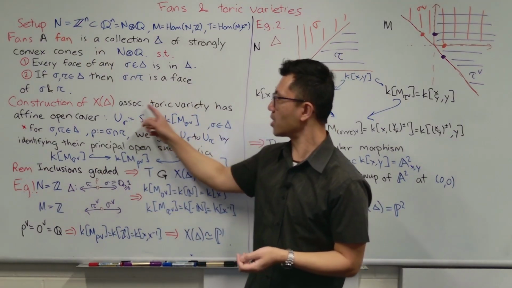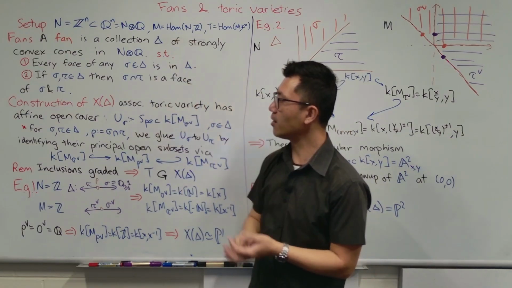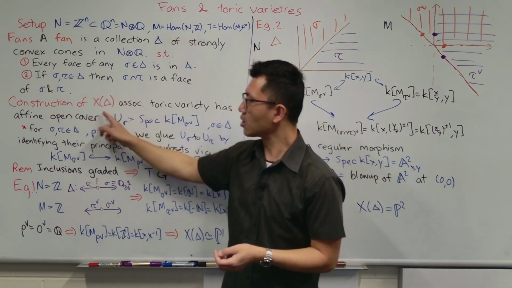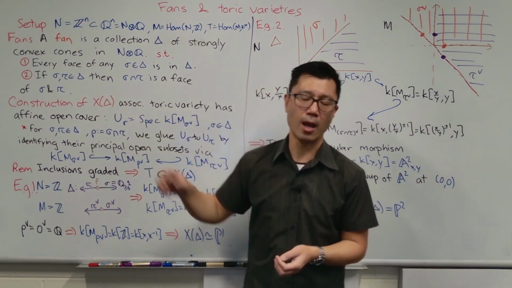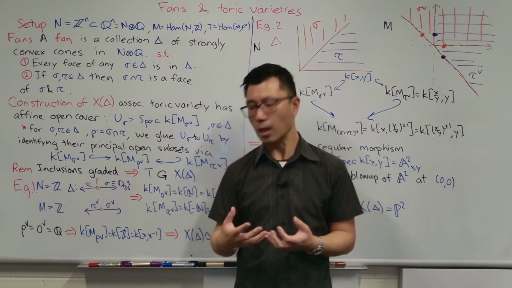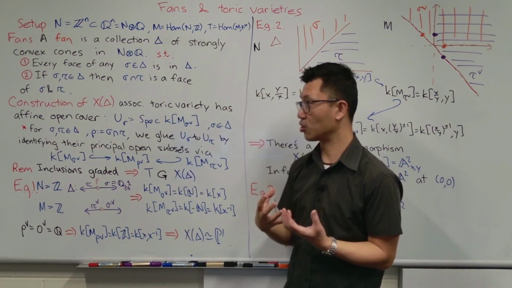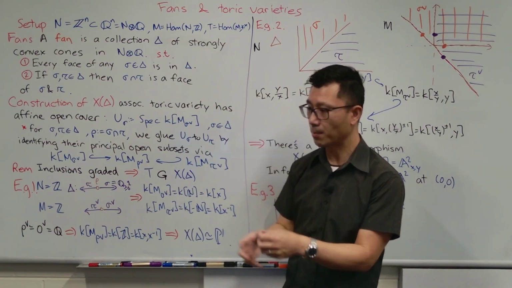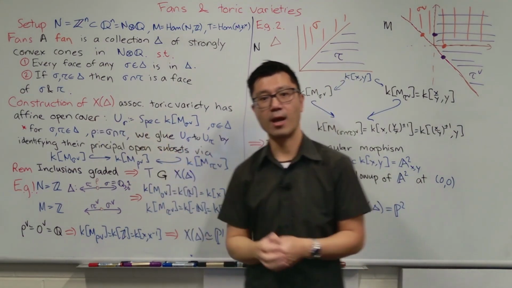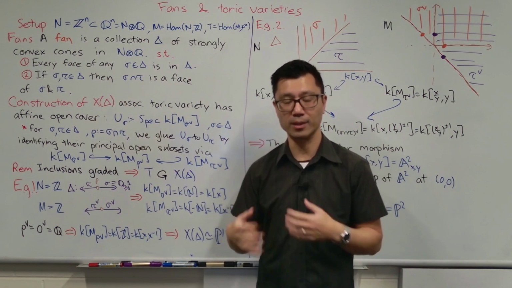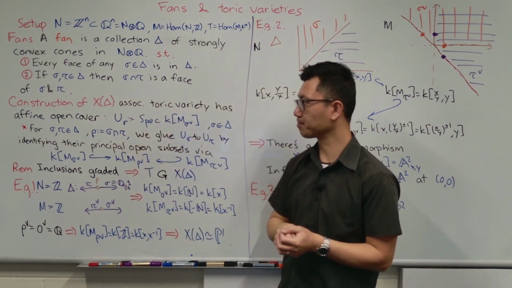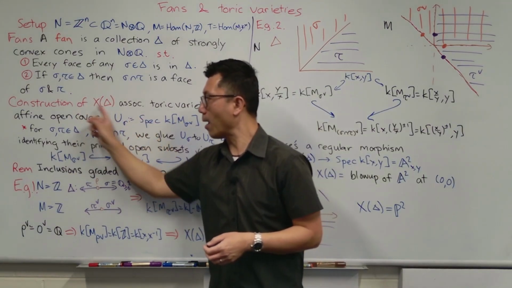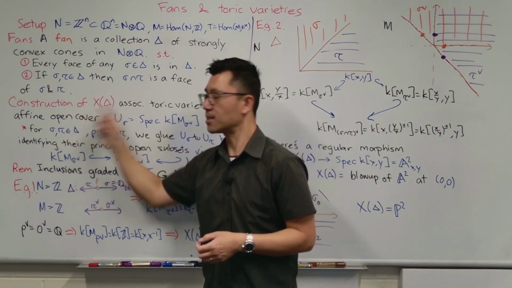So what is the associated toric variety to this fan? Often it's going to be denoted by X delta, and the way we'll do it is using the manifold style of construction. So we're going to give you some affine open cover, and then we're going to glue those affine open subsets together. So what are the open sets in that open cover?